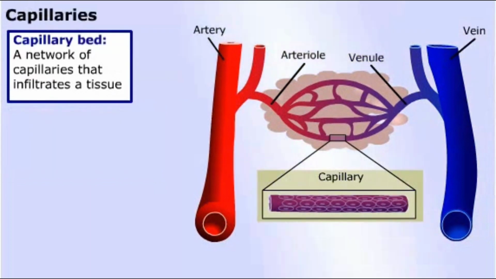Capillaries have epithelial walls that are only a single cell layer in thickness. Capillaries need thin walls because that is where all exchanges of gases and nutrients, as well as removal of wastes, occurs between the bloodstream and the surrounding tissues. The network of capillaries that infiltrates a tissue is called a capillary bed.